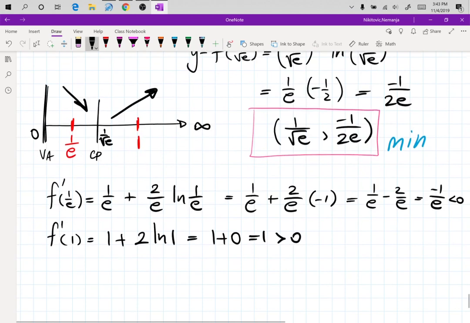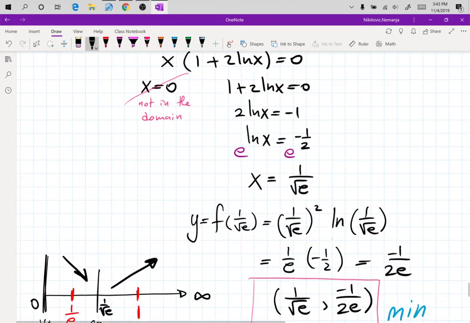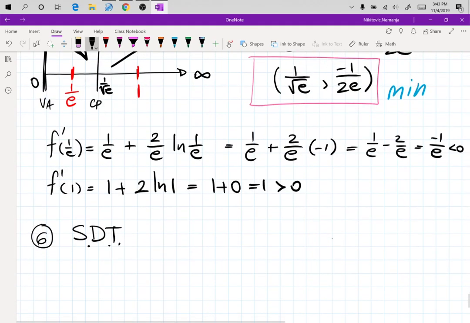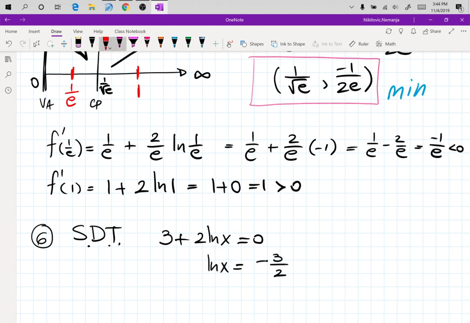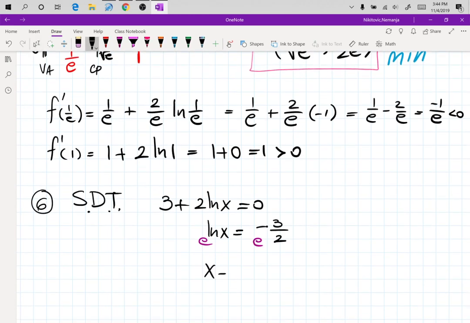Now we're going to do the same thing for the second derivative. So, second derivative test. We are going to take our second derivative, 3 plus 2 ln x, and set it equal to 0. So when you move the 3 to the other side and divide by 2, we get ln x is equal to negative 3/2. We e both sides to get x out of ln. x is equal to e to the negative 3/2. So this is where the inflection point is.